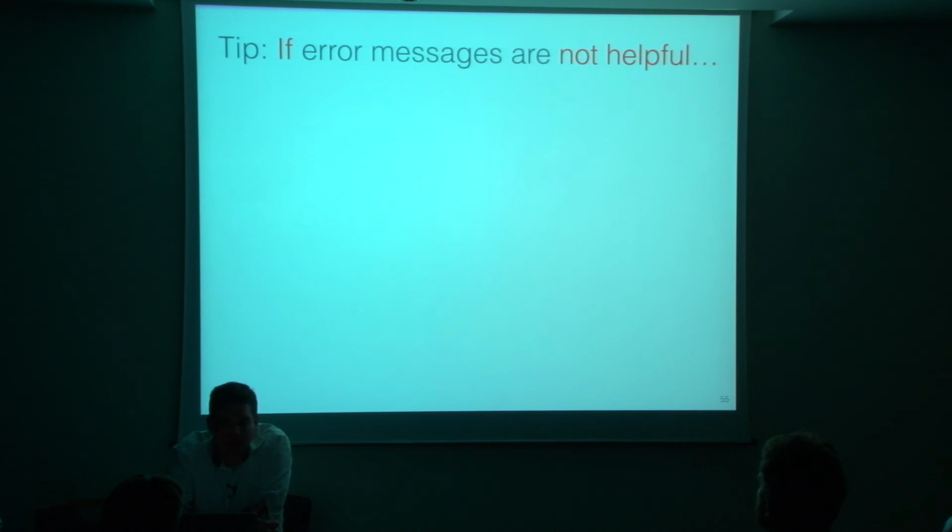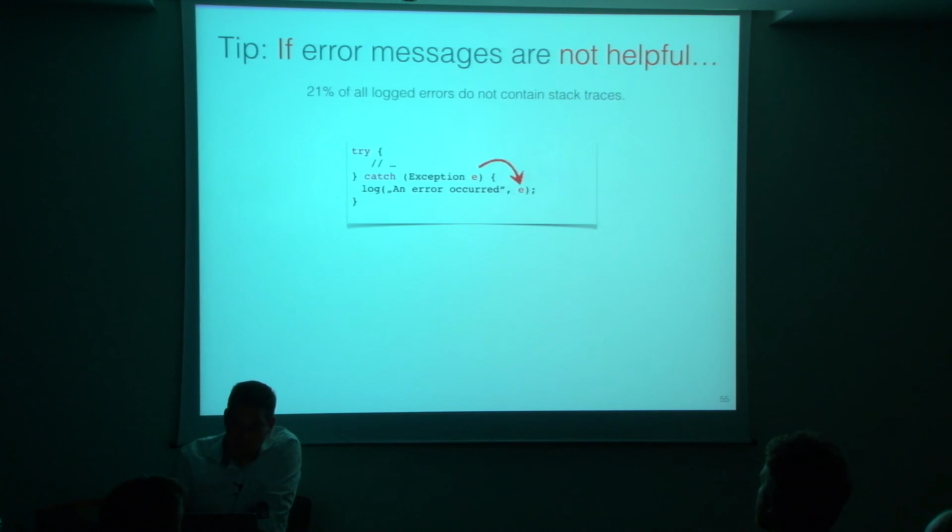Some projects complain that the error messages are not that helpful at all. So when we just take what the committers put into the error message, so this is especially a pro tip, number one, start logging the error itself, so the exception. That would really be helpful. 21% of all errors don't have any stack trace in there. So the reason why something failed is actually not logged.